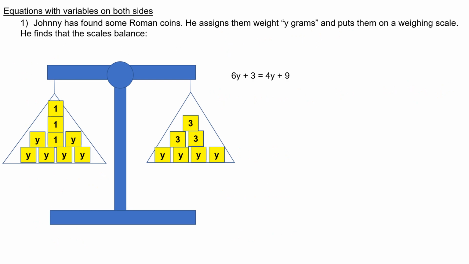Very often, we will have equations with variables on both sides of the equation. Here is an example. Johnny has found some Roman coins. He assigns them the weight y grams and puts them on a weighing scale. He finds that the scales balance.